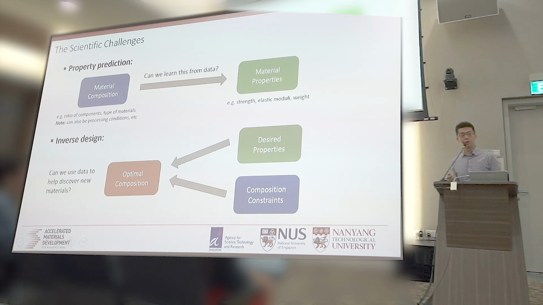From this point of view, data-driven approaches using AI and machine learning can also help guide the optimal composition or optimal processing conditions that you need to have in order to achieve these goals. So the question we want to ask and answer today, hopefully, is can we use data to complete this process? You can think of this as a cyclical process.